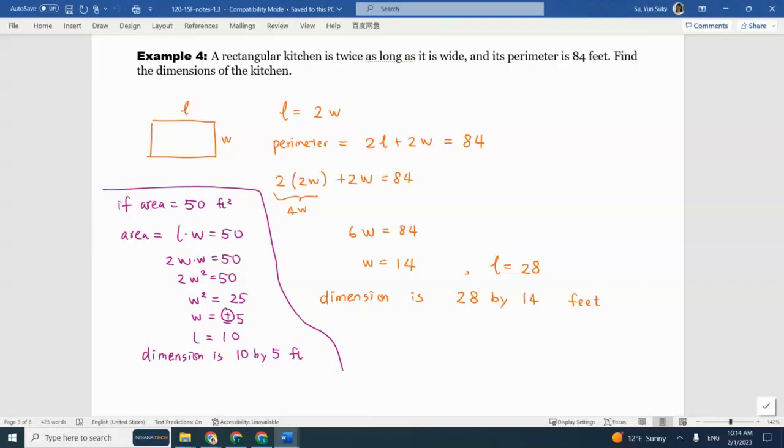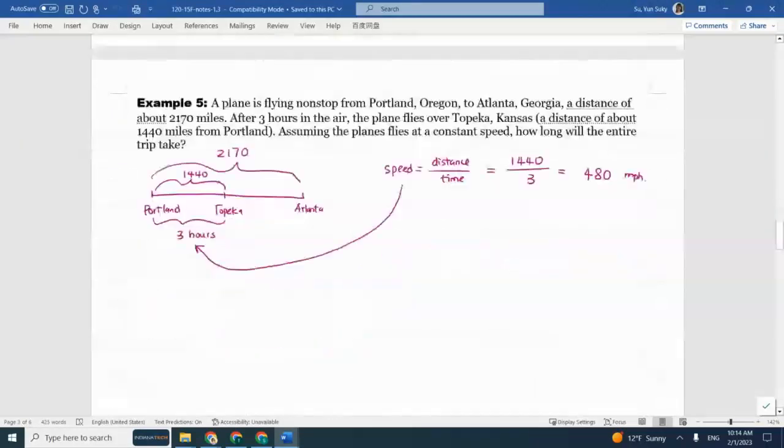And so here we have 2 equations and 2 unknowns. So we want to reduce the number of variables. Therefore, we plug in the L here so that we have one equation with one unknown. Then we can solve for it, and then we plug it back to find the L. This is if the area is 50 square feet, and this is what you get. Do you remember that example?